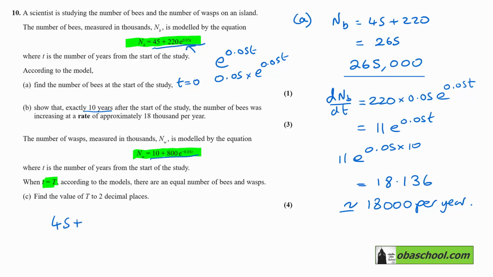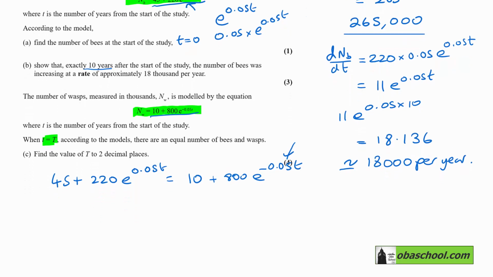So 45 plus 220 e to the 0.05t will be equal to 10 plus 800 e to the negative 0.05t. For 4 marks, we can't just use a solver to do this. We're going to have to actually do some working. So subtract 10 from each side, and then that will be 35 plus 220 e to the 0.05t is equal to 800 e to the negative 0.05t.